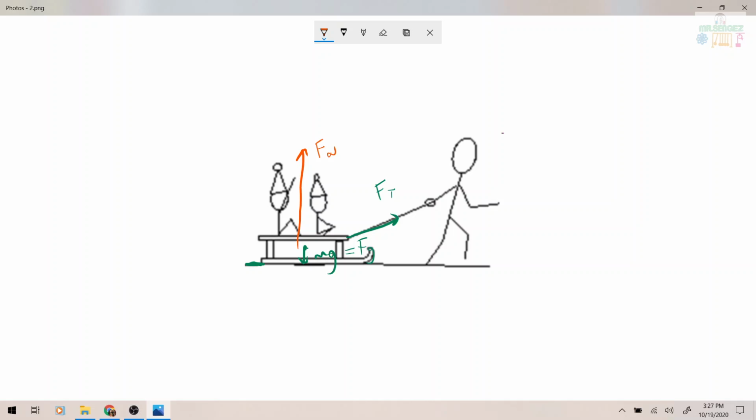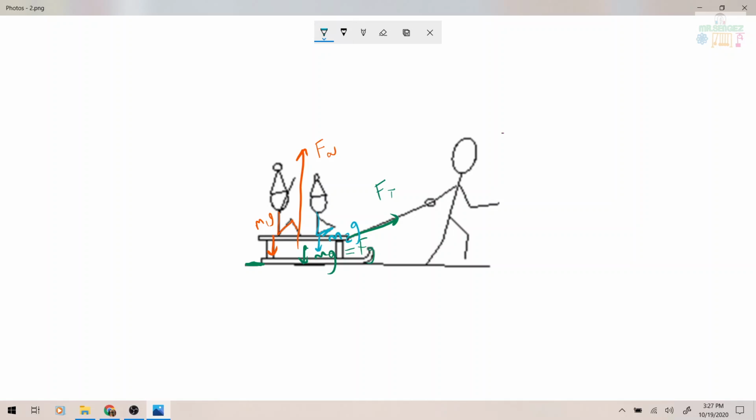Then you have this kid pushing on the sled, right? So you're going to have basically m1g of that first kid, and then you're going to have the second kid pushing on the sled again, so you're going to have m2g. And what else do we expect?